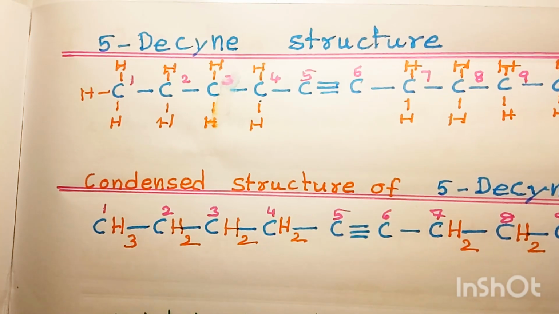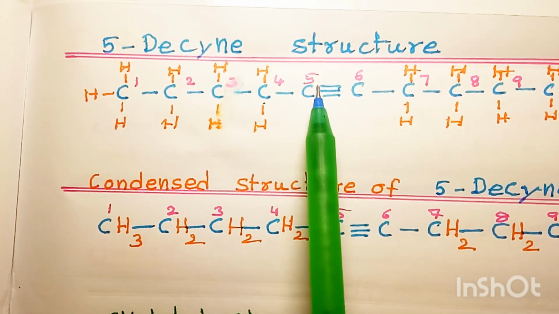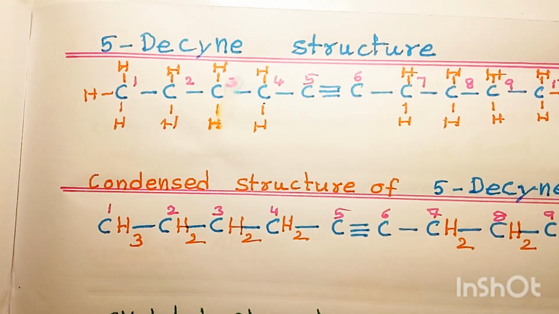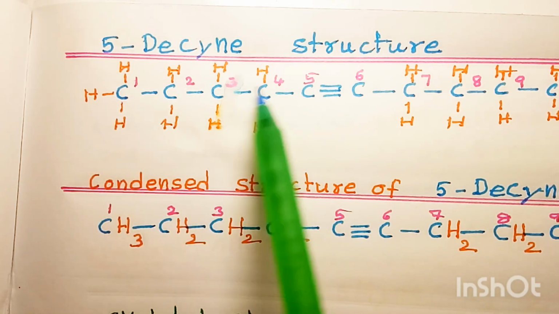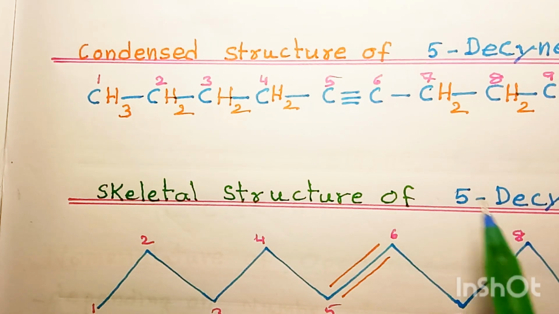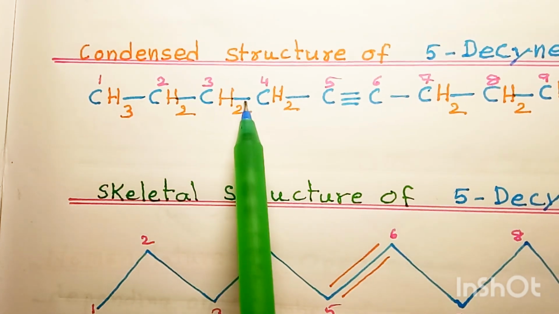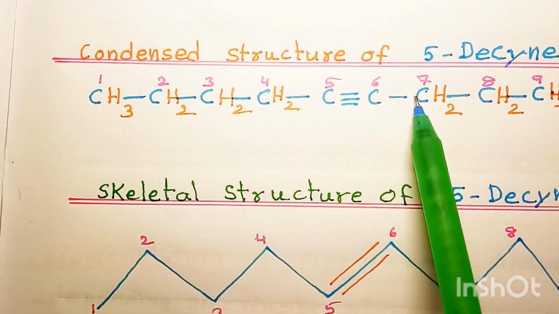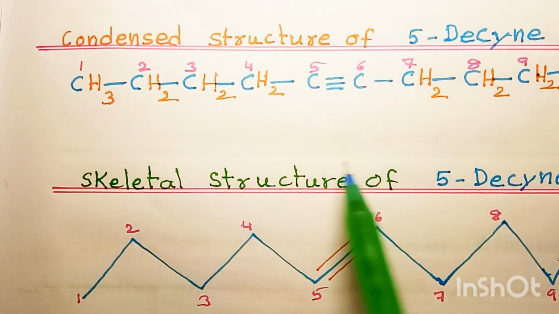Next is 5-decyne. Here the triple bond will be between 5th carbon and 6th carbon atom. So there are altogether 10 carbon atoms and 18 hydrogen atoms. Each carbon has 4 bonds. So this is 5-decyne. Condensed structure: CH3 single bond CH2, single bond CH2, single bond CH2, single bond C, triple bond C, single bond CH2, single bond CH2, single bond CH2 and single bond CH3. This is 5-decyne.